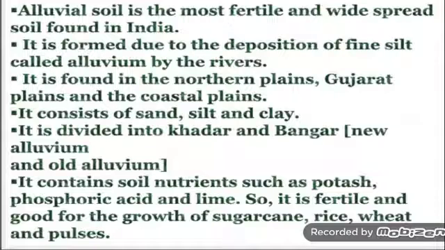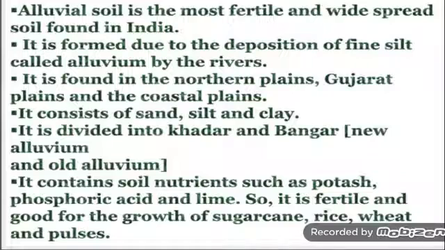Bangar is old alluvium soil and contains the kankar nodules. Children, alluvial soil as a whole is very fertile. Mostly these soils contain adequate proportions of potash, phosphoric acid and lime, which are ideal for the growth of sugarcane, paddy, wheat and other cereals and pulses crops.